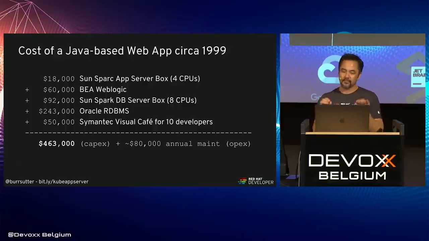And you can see my WebLogic there may be a little light, but I called some people who worked for BEA back in the day and they were like, yeah, $60,000 for an average little two-core app server. Okay? Small little server that you throw in your rack.